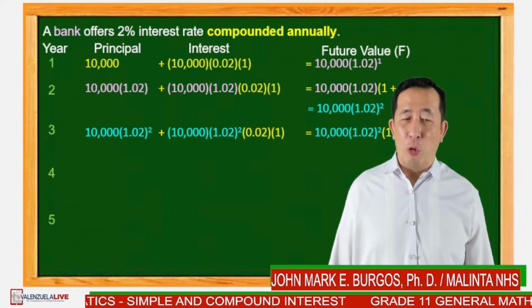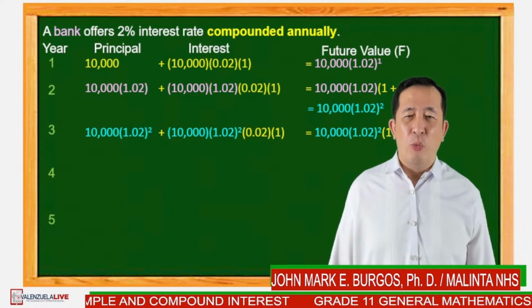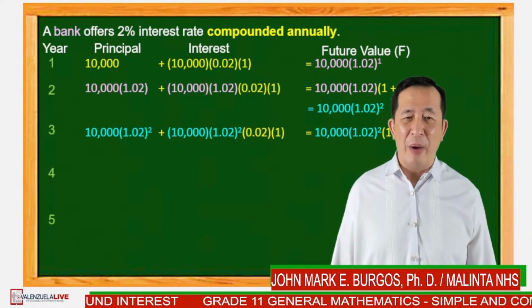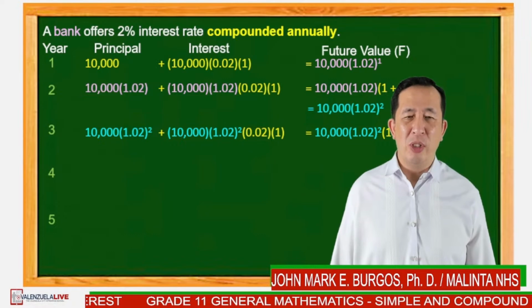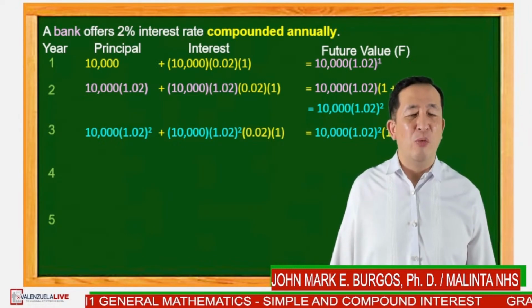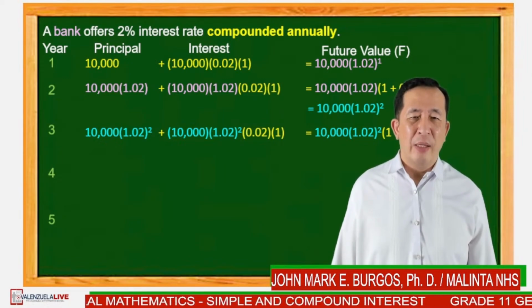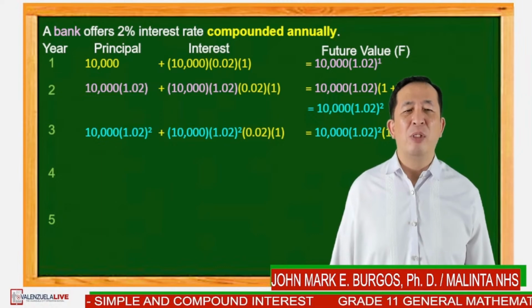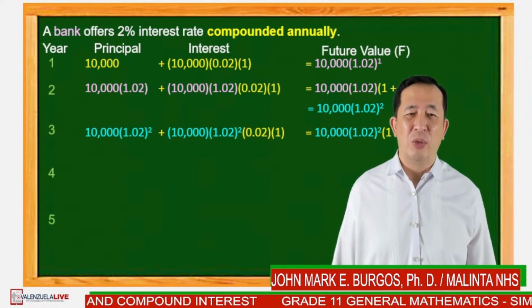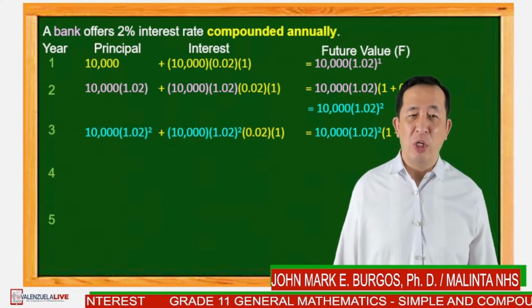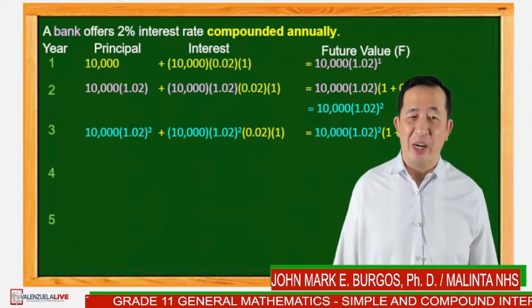To compute for the interest, we have 10,000 times 1.02 raised to the power of 2 times 0.02 times 1. So the future value will be 10,000 times 1.02 raised to the second power times 1 plus 0.02. We have 10,000 times 1.02 raised to the third power.